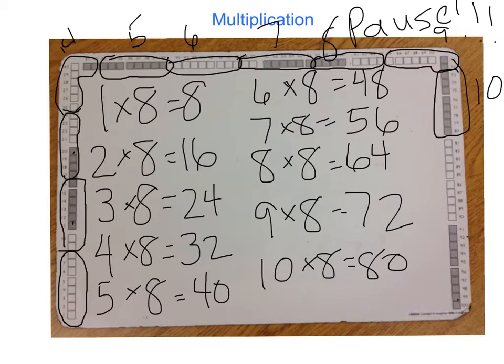Now, really, the only problems that you have never seen before are right here, because you saw the ones when we were doing multiplication by ones, 2 times 8 when we were doing multiplication by 2, 3 times 8 when we were doing multiplication by 3, and so forth and so on. So the only problems that are brand new to you are 7 times 8 and 8 times 8. Okay, so you should know these other problems already.